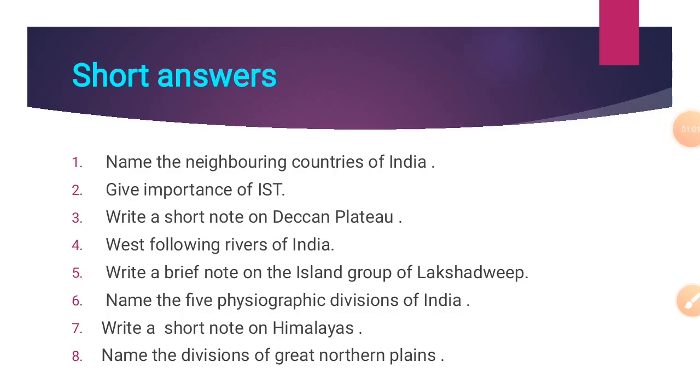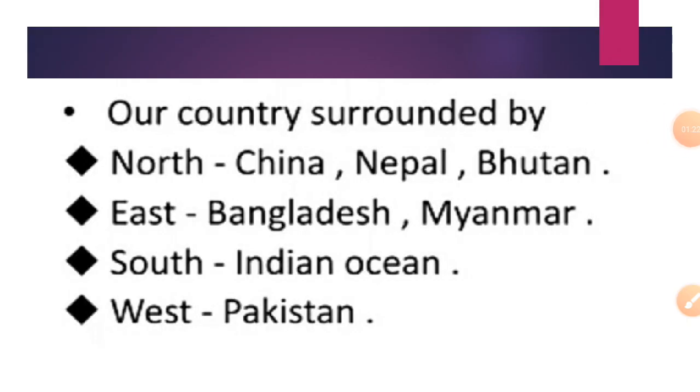Students, these are the questions which will be asked in your examination. So let us recall the answers for these questions. The first question is, name the neighboring countries of India. As we saw in our first lesson, our country is surrounded on the north side by China, Nepal, Bhutan, in the east Bangladesh, Myanmar, in the south the Indian Ocean, and in the west Pakistan. These are the neighboring countries of India.